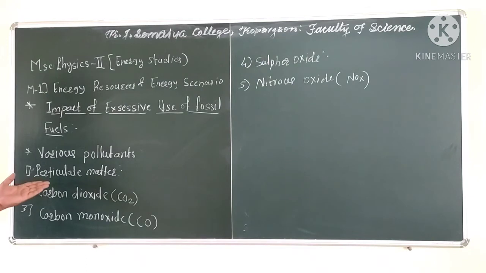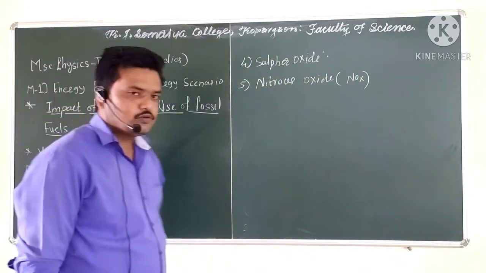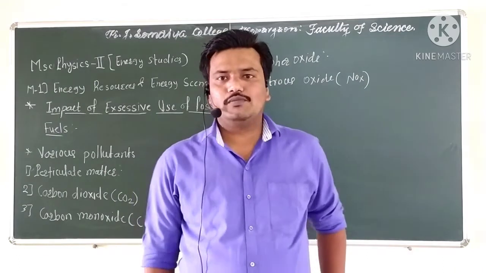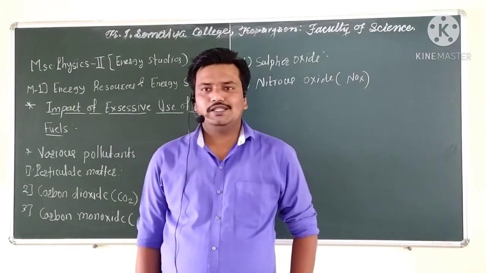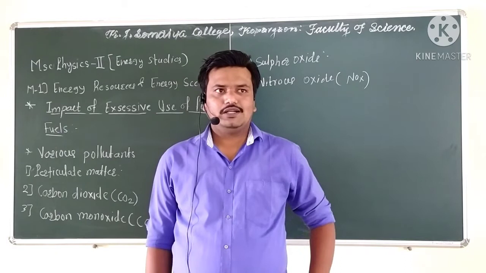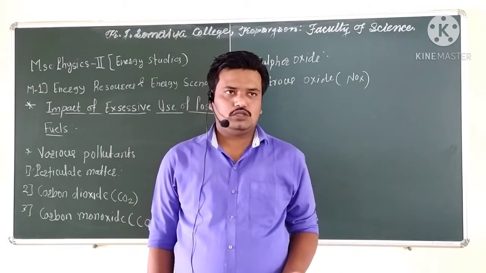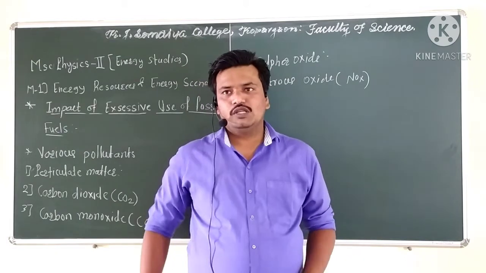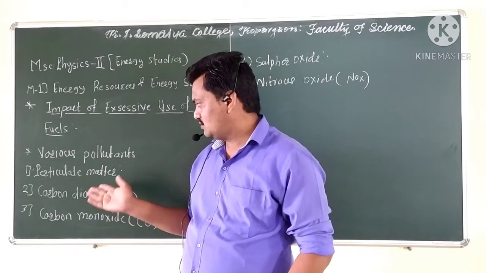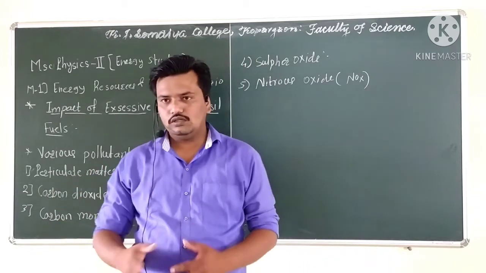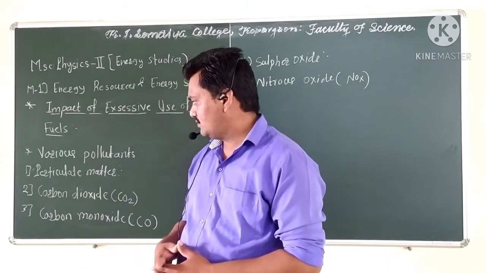First of all, particulate matter. Particulate matter affects the visibility of the environment and reduces the intensity of light coming from the earth's surface, and it is hazardous or harmful to the environment.